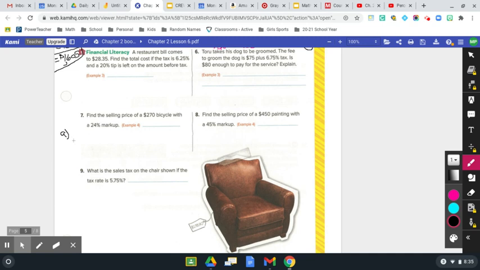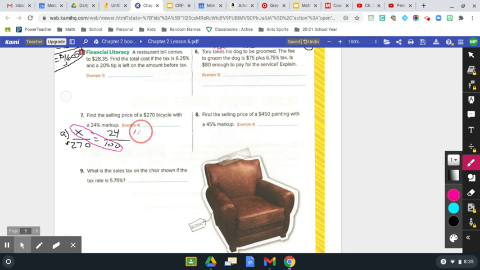So I'm going to show the proportion setup here. We have the 24% markup out of 100%, and how much of a markup if Dunham's is going to write the manufacturer a check for $270? How much is Dunham's going to mark the price up? So let's go through and solve it.